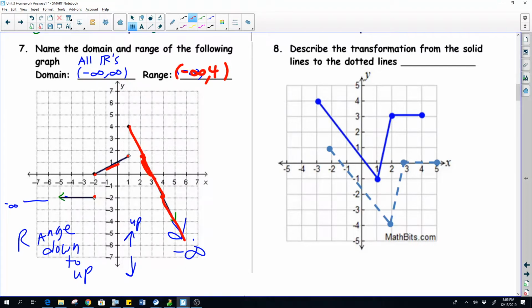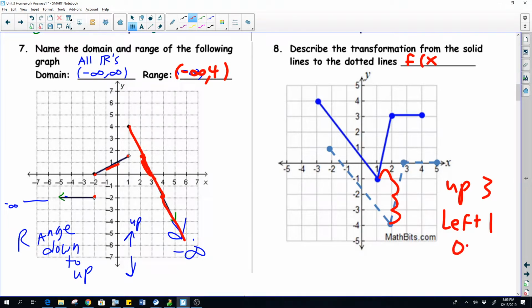Okay, describe the transformation of the solid lines to the dotted lines. So if you take a look at that transformation, it looks like we are going up 1, 2, 3. So up 3, and then left, right? Then we're going left 1. So up 3 and then left 1. So how we would describe that transformation is you'd say f of, and then x, and then we're doing left 1.